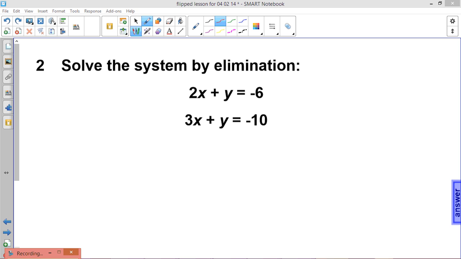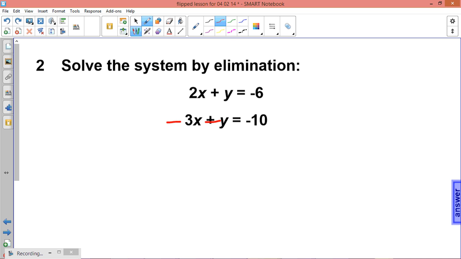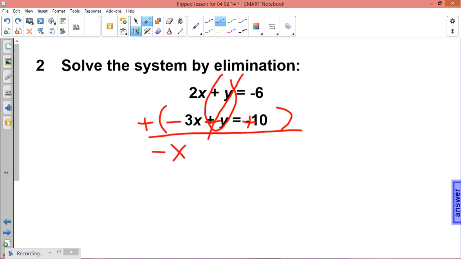What I'm going to do is figure out which variable to eliminate. It's going to be y. I'm going to change the signs on everything. Negative, negative, positive. And now I can just add these two together. 2x plus negative 3x is negative 1x, or just negative x. Y plus negative y is 0. Negative 6 plus 10 is 4. So negative x equals 4, or x equals negative 4.